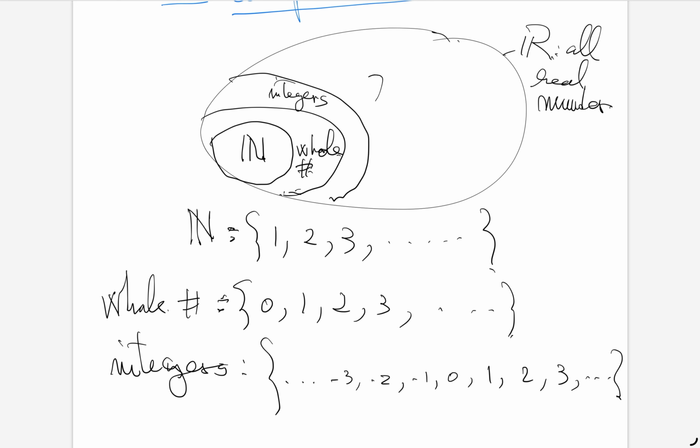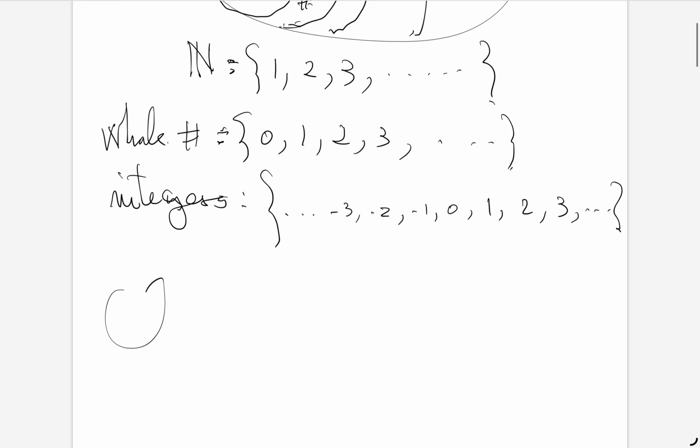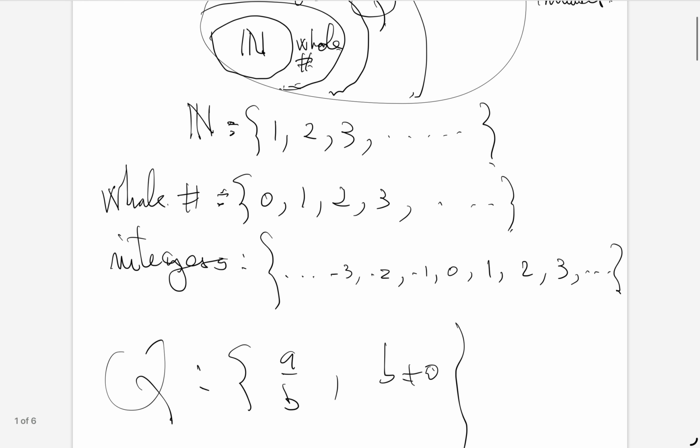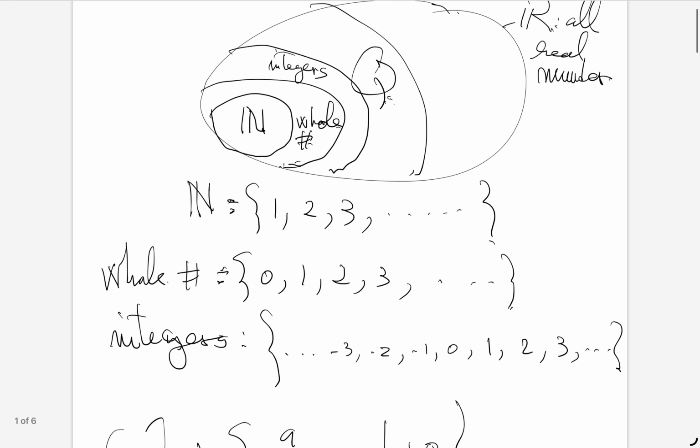Also, you can have a Q. Q is the rational numbers. The Q is the set of a divided by b, such that b is non-zero. It's like a fraction. If you have any irreducible fraction, it is called a rational number. This one is called rational numbers.